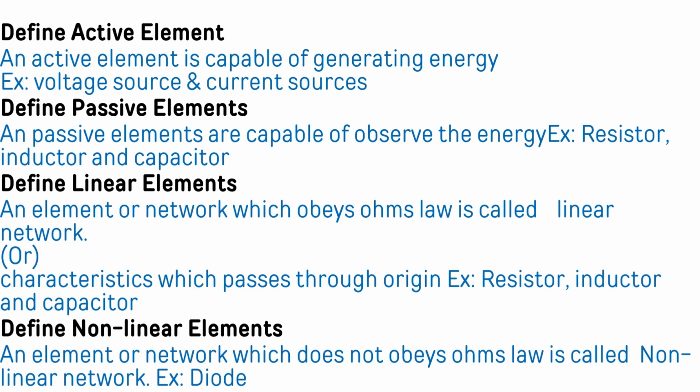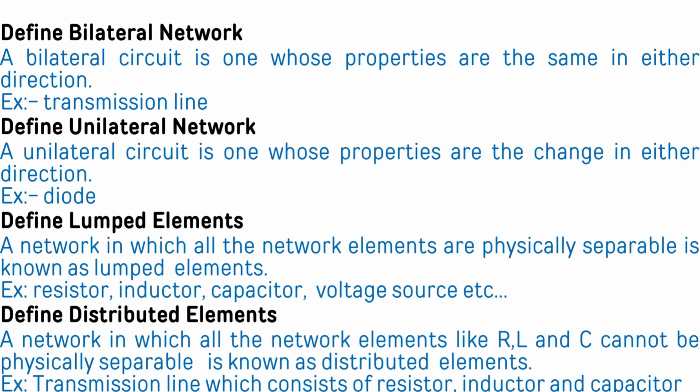Define non-linear elements. An element or network which does not obey Ohm's law is called a non-linear network. An example is a diode. Define bilateral network. A bilateral circuit is one whose properties are the same in either direction. An example is a transmission line. Define unilateral network. A unilateral circuit is one whose properties change with direction. An example is a diode.